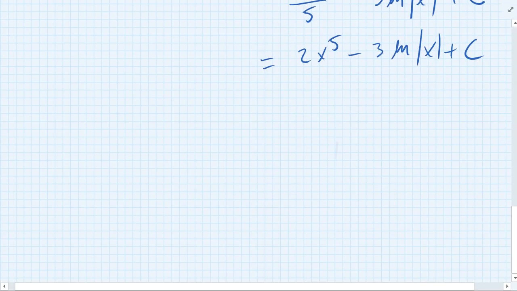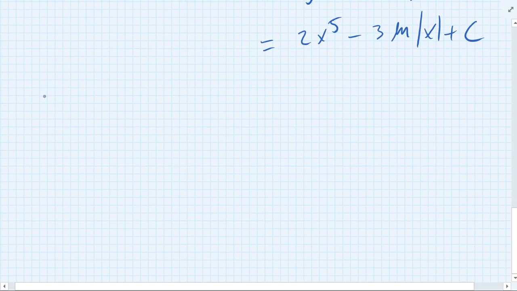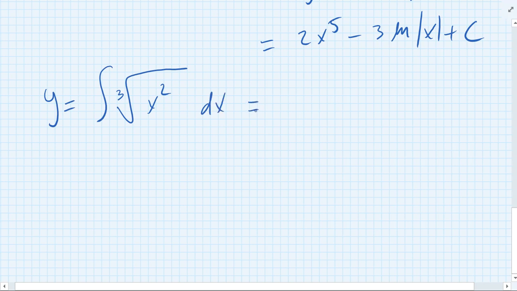Next, my next pet peeve, or next most commonly asked question: y equals the integral of the cube root of x squared dx. How would you write the power in order to integrate that? X to what power? 3 halves? Yeah? x to the 3/2 dx, and then it gets easy, right?